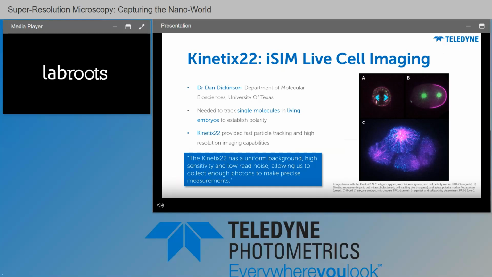Here's some examples of the Kinetics at work for super-resolution imaging. This is ISIM imaging on live cells from Dr. Dan Dickinson of Texas. The Kinetics 22 has a uniform background, high sensitivity, and low read noise, so you can easily collect enough photons to make really precise measurements.